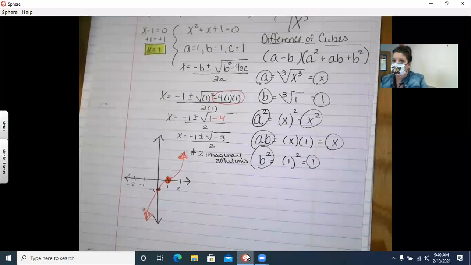Yes. So it's sum of cubes if you have a perfect cube plus a perfect cube. It's difference of cubes if you have a perfect cube minus a perfect cube. Difference means minus, sum means plus, right? Okay.